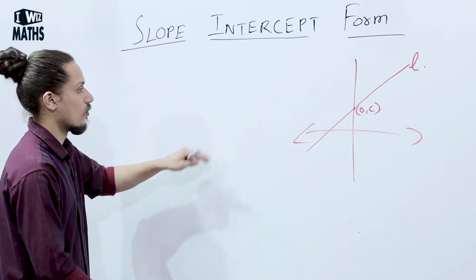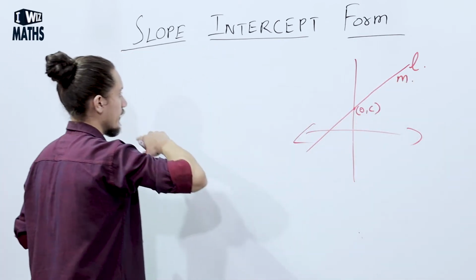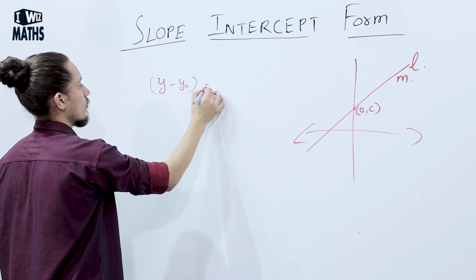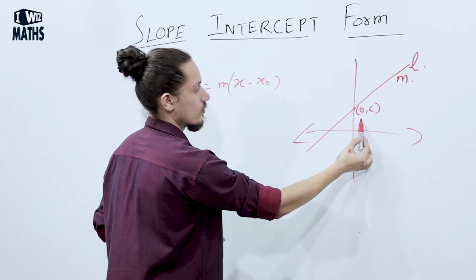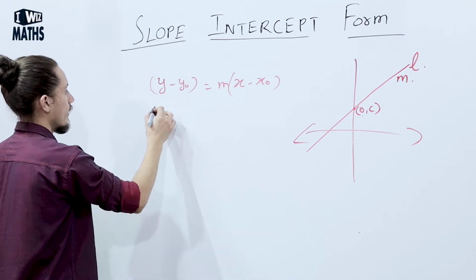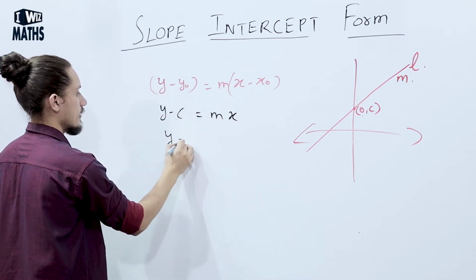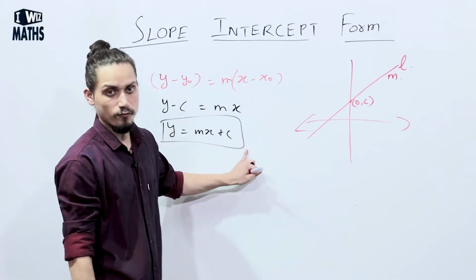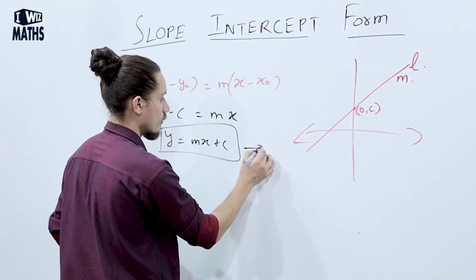Using point slope form we can write, say its slope is m, we can write y minus y naught is equal to m times x minus x naught. Okay, यहाँ हमारे पास x naught है 0 and y naught है c, so we'll get y minus c is equal to m times x, or y is equal to mx plus c. Now this is an intercept form, but इसमें सिर्फ y axis को हमने intercept करा हुआ है. Okay, so this is called y intercept.